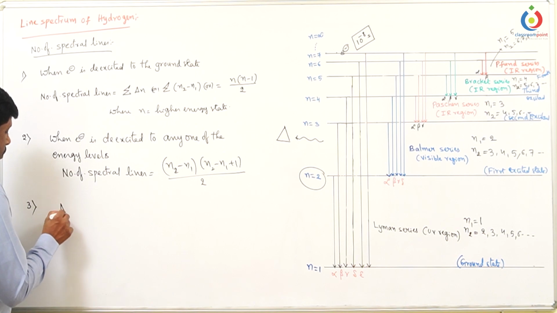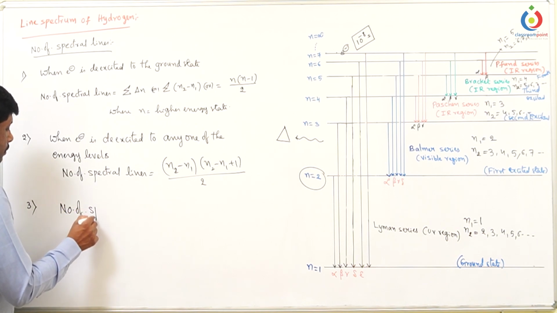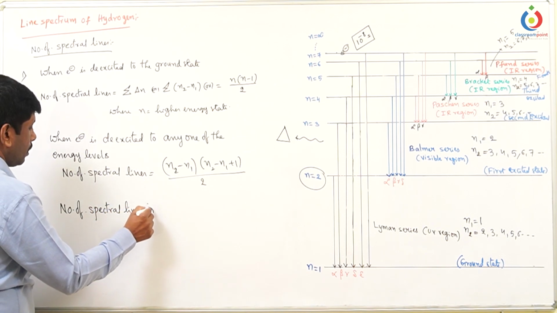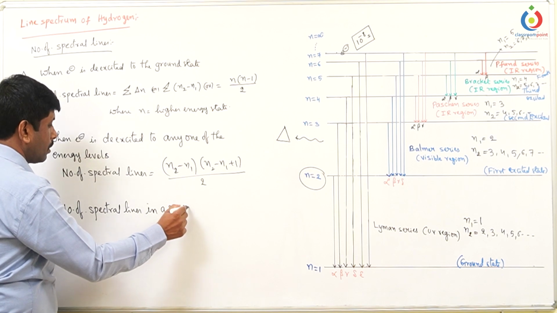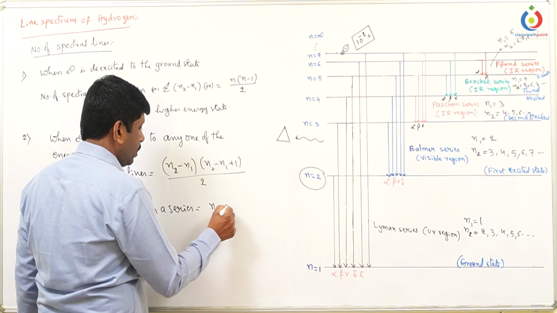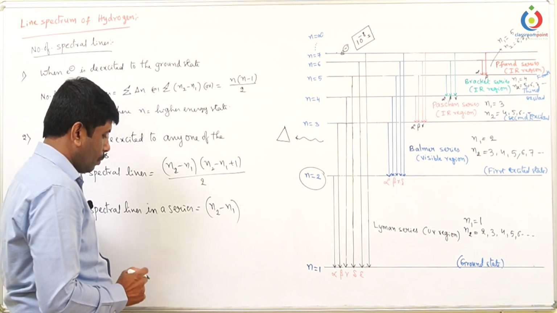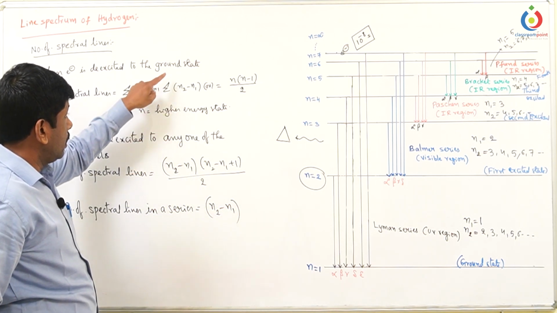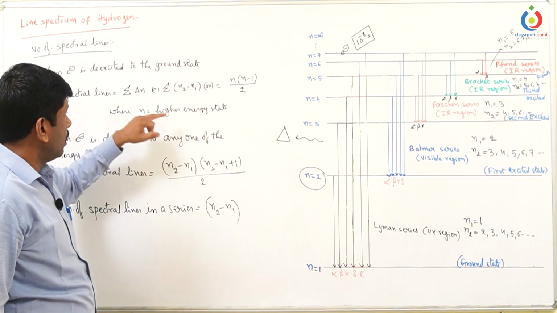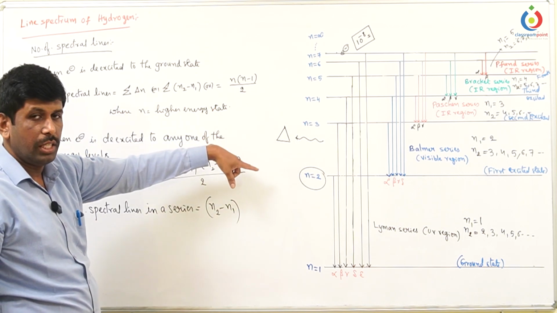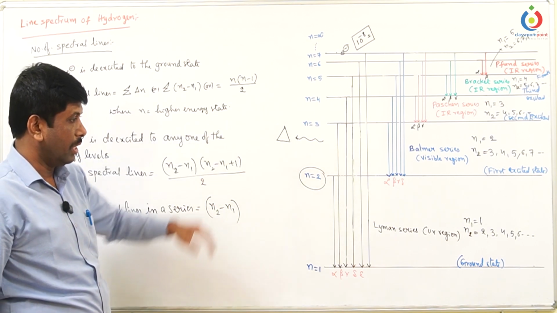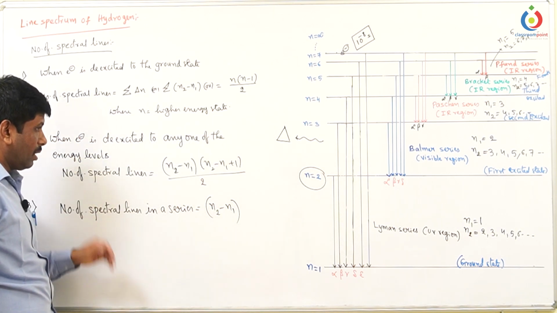Then, the number of spectral lines in a series: you take any series, the number of spectral lines is equal to n2 minus n1. So what is the difference among all this? This is for when it directly falls down to the ground state, which includes all these spectral lines. This is for any one of the energy levels, again including all these spectral lines. This means spectral lines of all these series. This is only for a particular series.